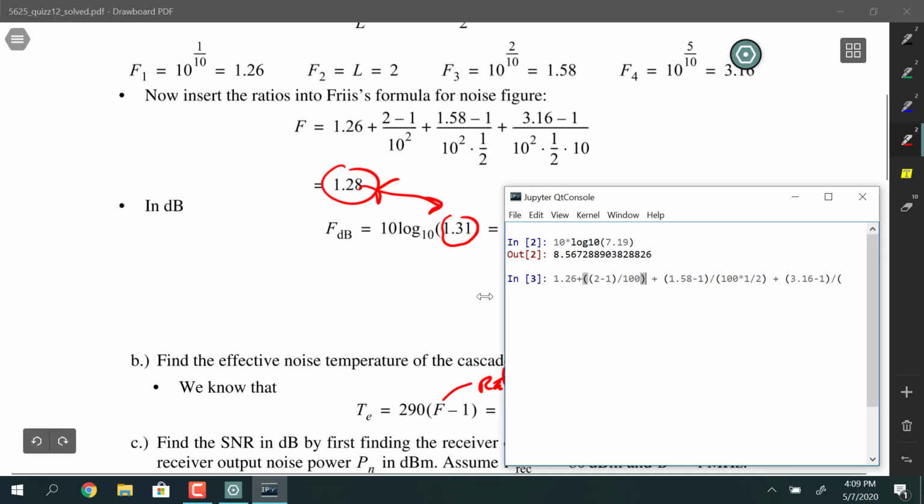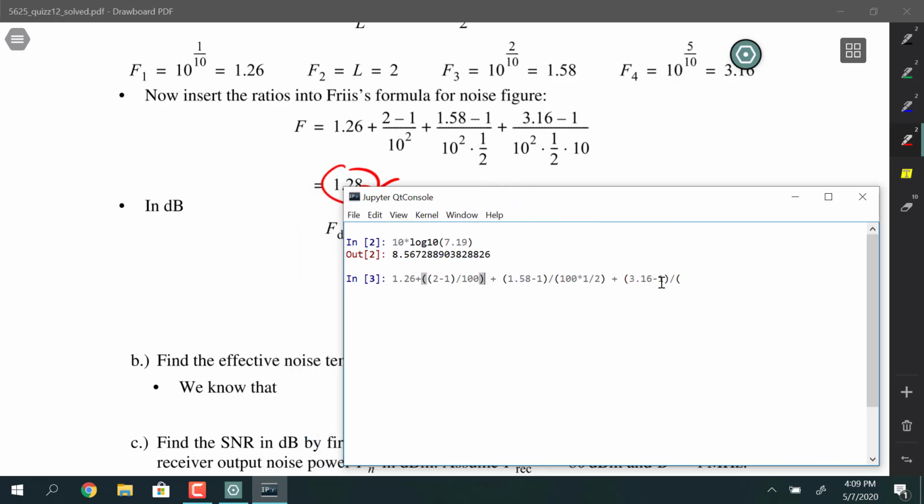He's going to get mad at me probably if I don't do this right. Okay, so 3.16 over parentheses 100 times 1/2 times 10, 1.2859.